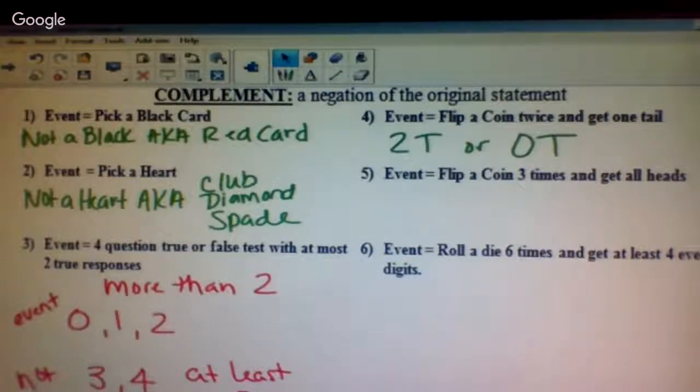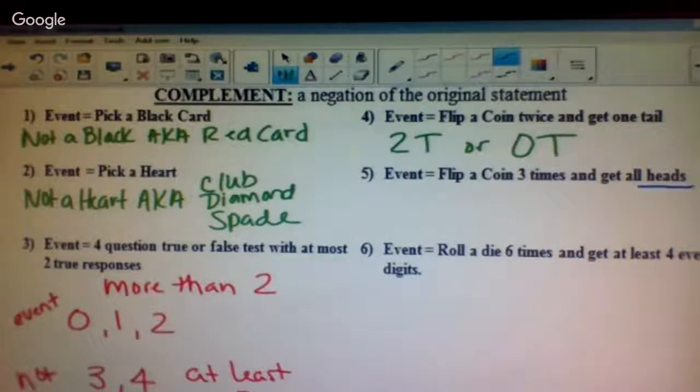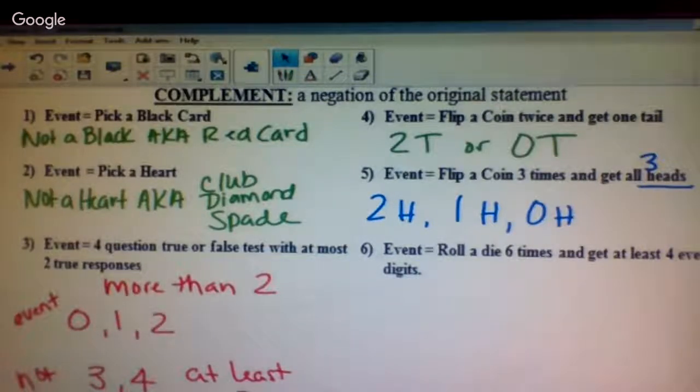Okay. Event. Flipping a coin 3 times and getting all heads. Again, we're talking heads. Keep it in heads. So all heads would mean we have how many? 3. So I can have 2 heads, 1 head, no heads. Everybody forgets about the fact that you can have none, where you have all tails.